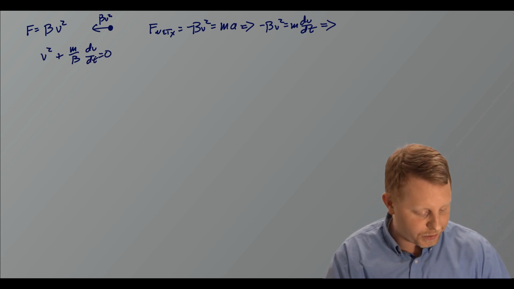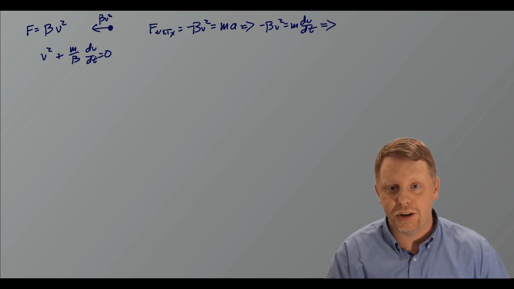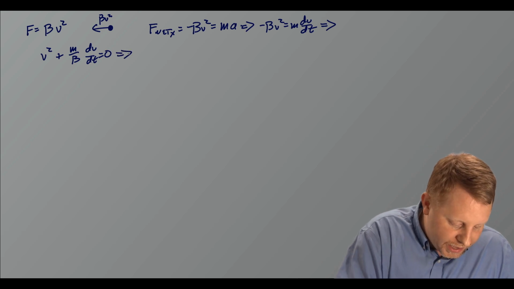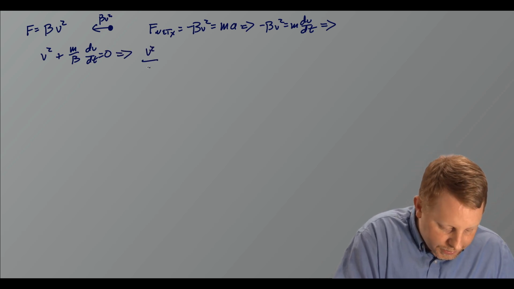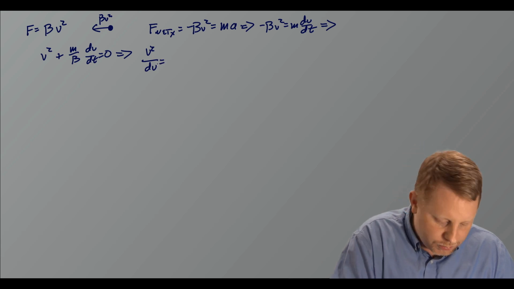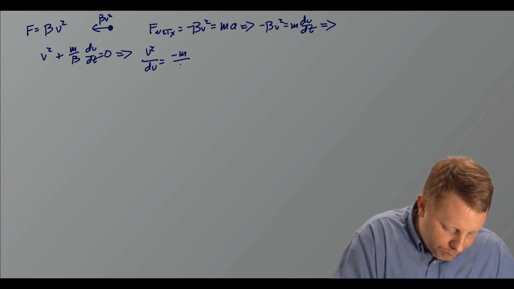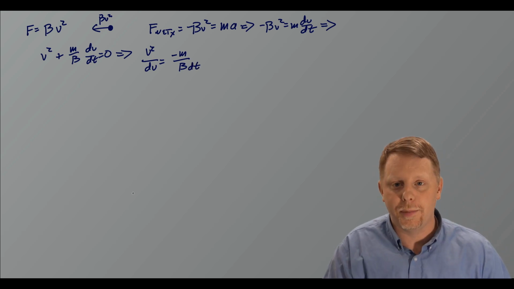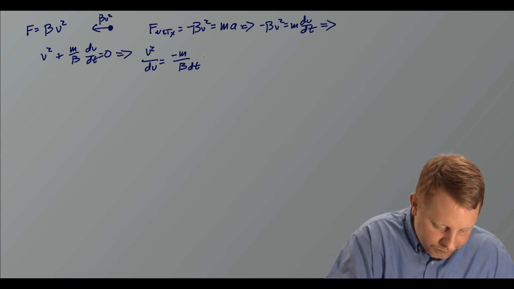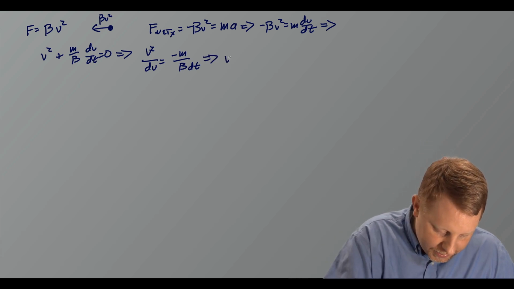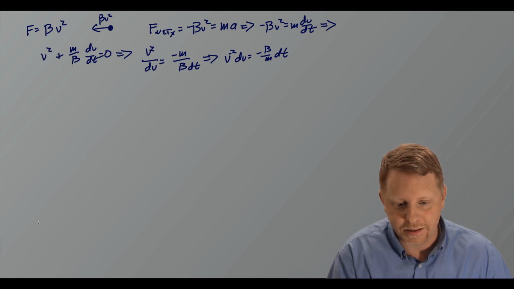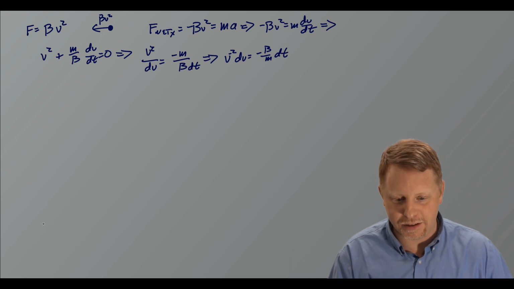But now we want to separate our variables, get all the v's on one side and all our variables of time on the other. So we could do that. We could write this as dv over v squared is equal to minus beta over m dt. I'm not sure I like those differentials in the denominator, so let's just flip them on both sides. So we get v to the negative 2 dv equals minus beta over m dt. And that looks like something we can start to play with here.